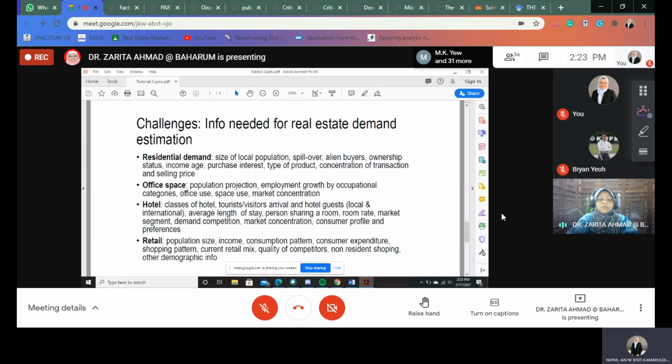Then go your hotels. Here you're talking about classes of hotels: 6-star, 5-star, 4-star, 3-star, 2-star, 1-star, or no star at all. You are looking at tourist and visitor arrivals, hotel guests, either local or international, average length of stay, persons sharing per room, room rate, market segment, demand, competition, market concentration, consumer profile and preferences.